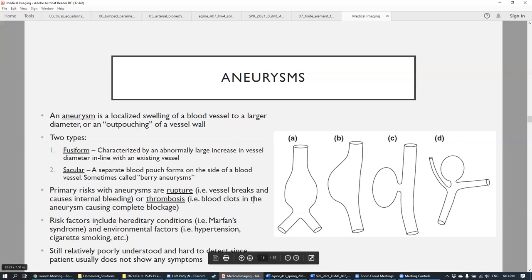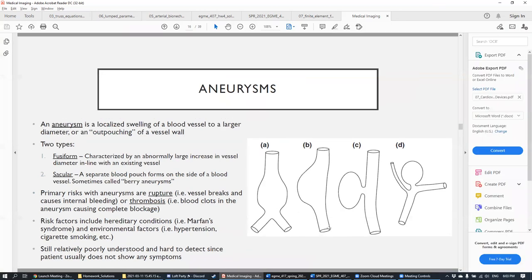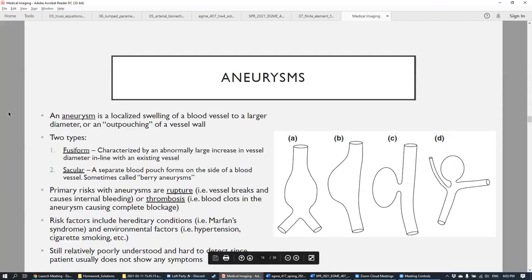Okay, all right. I will say that aneurysms, compared to a lot of other cardiovascular diseases, are still very poorly understood. Compared to atherosclerosis or hypertension, there's still very little that we know about aneurysms, and there are even a lot of arguments about how they form. But at the very least, doctors have been able to identify some risk factors. Some risk factors include hereditary conditions, such as Marfan syndrome, and some environmental factors can put you more at risk too, like high blood pressure or cigarette smoking.